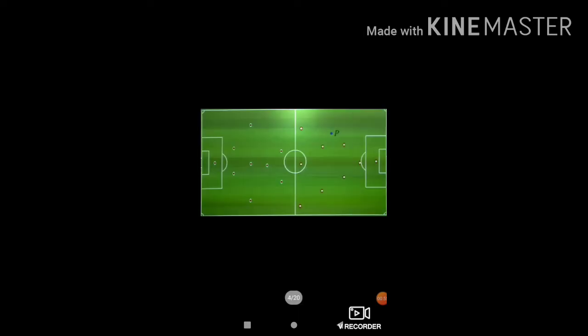Now learn the concept of Cartesian plane with the help of one example. There was a football match going on. You can see this is a football ground. With the help of this football ground and these players, in this left or right half part, you can see these points are showing the positions of the players. So with the help of this we will understand the concept of Cartesian plane.